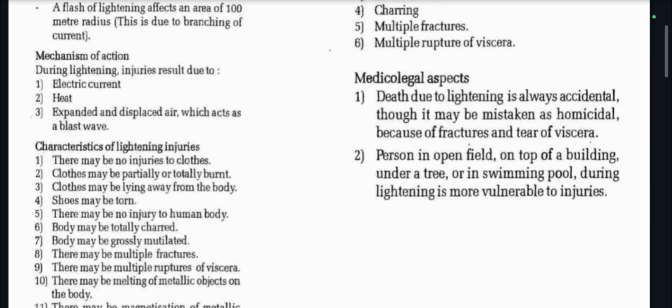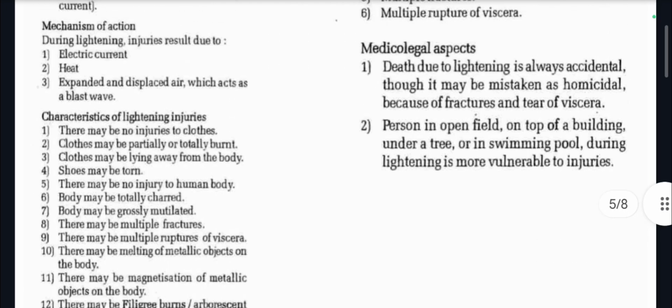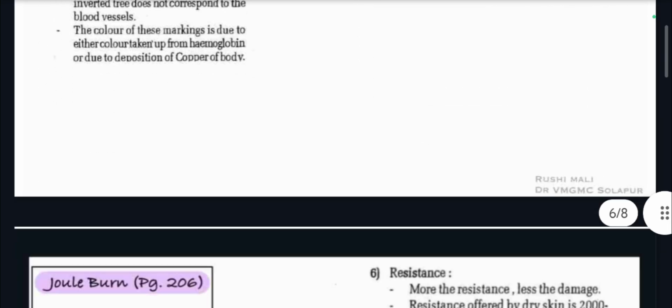Death due to lightning is always accidental, though it may be mistaken as homicidal because of fractures and tear of viscera. But obviously it is always and always going to be accidental death. A person in open field, on top of a building, under a tree or in swimming pool during lightning is more vulnerable to injuries. So in medical legal aspects, remember 2 points. It is always and always accidental, and the position of the person. The person should not be in open field.